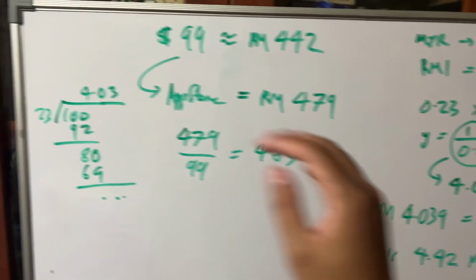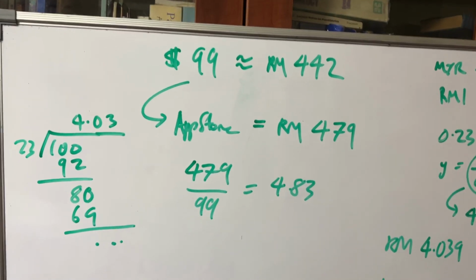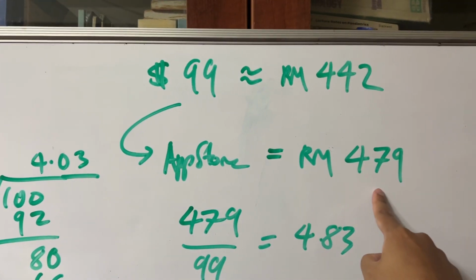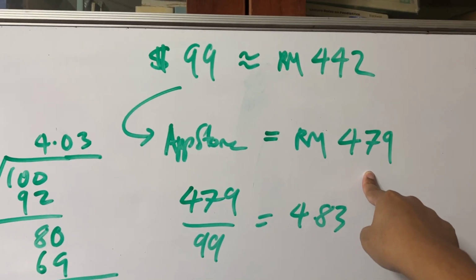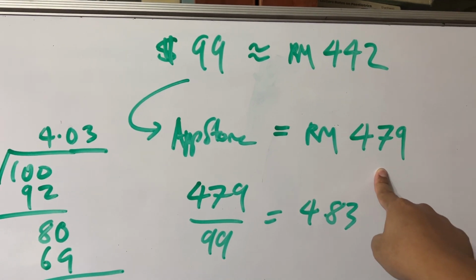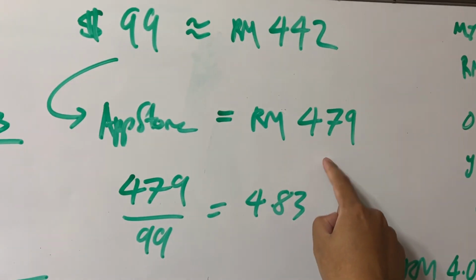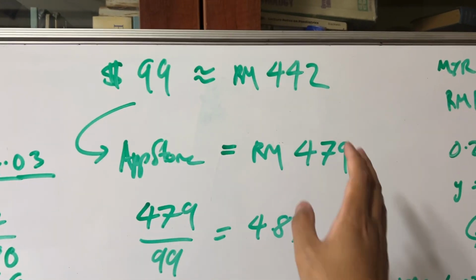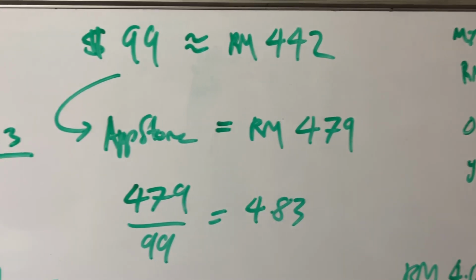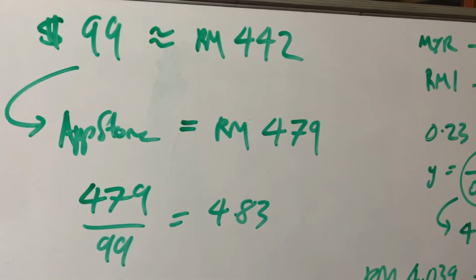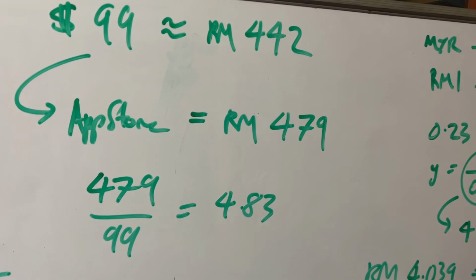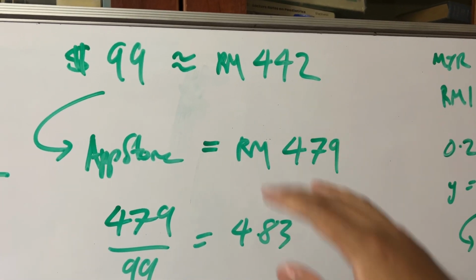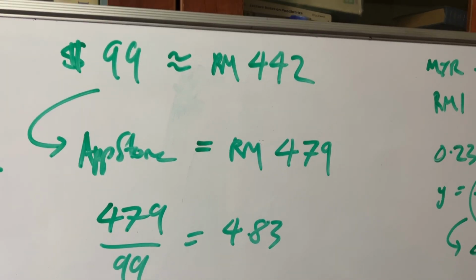So anyway, in the Apple Store, in the game PGR, the conversion is $99 is equal to 479, I mean 4.79 ringgit. That is a lot of markup. Before this, it was 4.0. So $100 would equal 399, basically 400 Malaysian ringgit. Now $100 is 480 ringgit. That is 4.8.